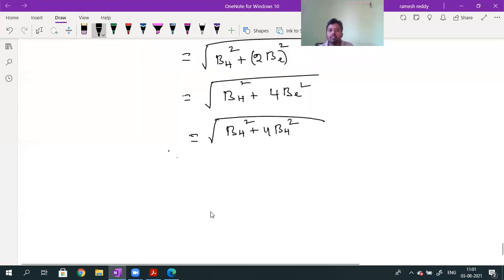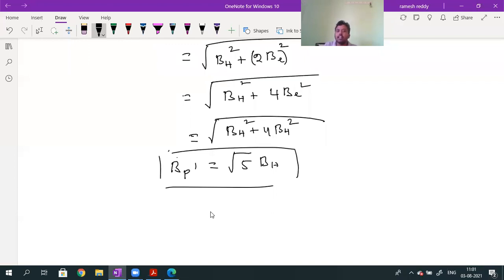The value of BP dash will be given by how much? BP dash is given by root of 5, that is root 4 plus 1, root 5 into BH. This is the resultant magnetic field induction when the bar magnet is rotated through an angle of 90 degrees clockwise from its initial position. The resultant magnetic field induction is given by root 5 into BH. Is it understood, students?